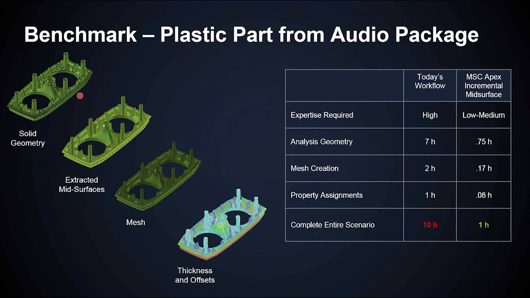And just to go from your original solid geometry to your mid-surface, then the mesh, and then defining your thickness properties for the mesh. After using some of the methods I'll demonstrate today, we were able to reduce the workflow from 10 hours to 1 hour. So this is a big reduction in the time it takes you to perform your mid-surface process. The benefit to you is you can get to your moment where you perform a strength analysis a lot faster.